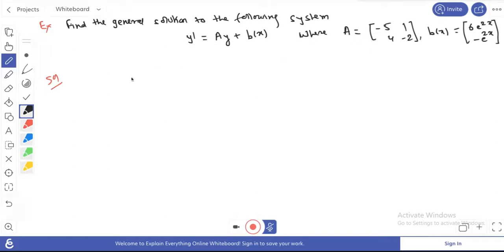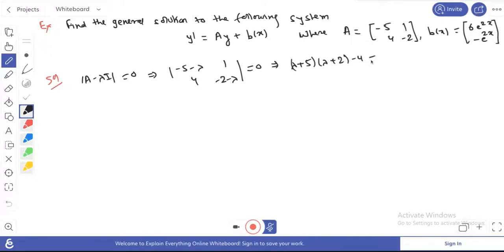When we find the fundamental matrix, you have to obtain the determinant of A minus lambda I equals 0. So this implies 4, and minus 2 minus lambda, equals 0. We solve this quickly, and if there are any mistakes, you can inform me. This is lambda squared plus 7 lambda plus 6 equals 0, so lambda equals minus 1 and lambda equals minus 6. So there are two eigenvalues.